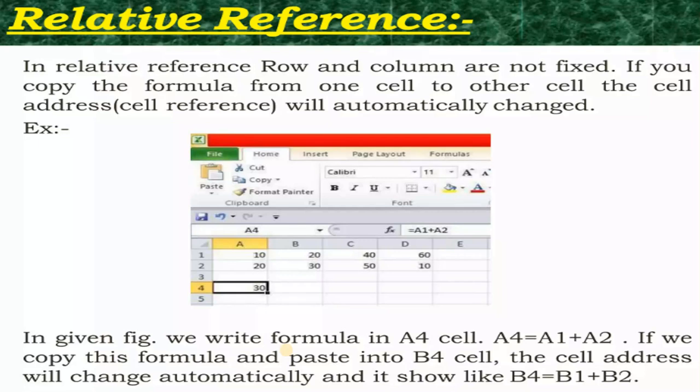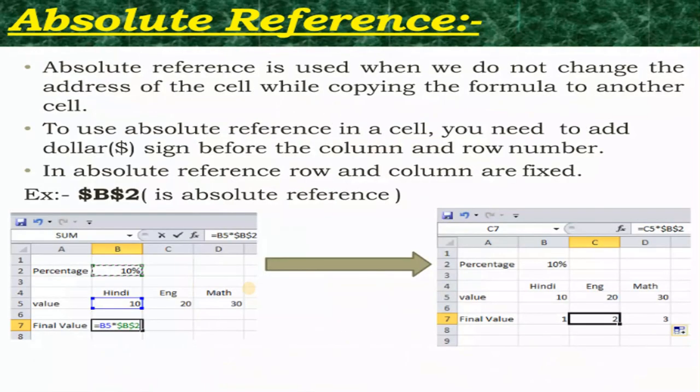In this figure, you can see we write a formula in A4, that is A1 plus A2. If we copy this formula and paste it into the B4 cell, the cell address will change automatically and it will show B4 equal to B1 plus B2. So this is the case with relative reference. I'll show you with an example after the discussion, in the practical part.